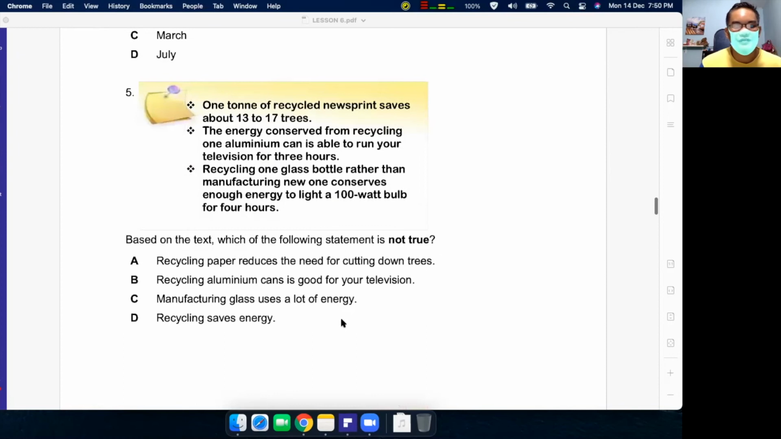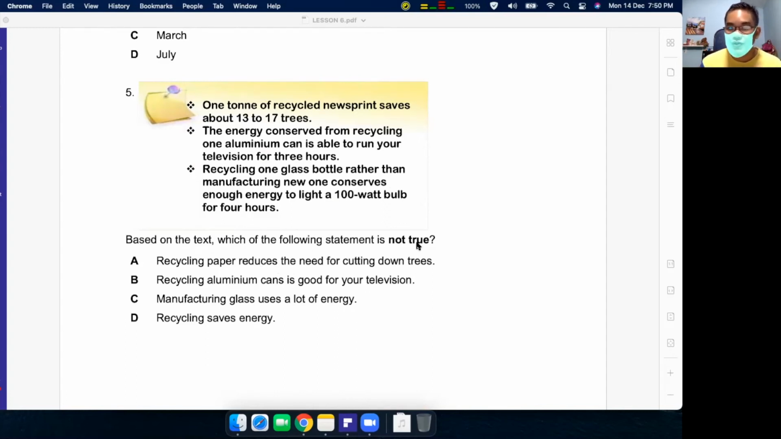Question number 5. 1 ton of recycled newsprint saves about 13 to 17 trees. The energy conserved from recycling 1 aluminum can is able to run your television for 3 hours. Recycling 1 glass bottle rather than manufacturing a new one conserves enough energy to light a 100-watt bulb for 4 hours. So based on the text, which of the following statements is not true? A. Recycling paper reduces the need for cutting down trees. So the more you recycle paper, the less need to cut down more trees.